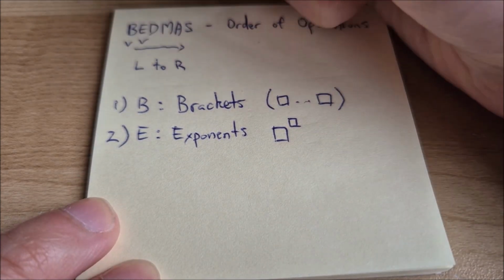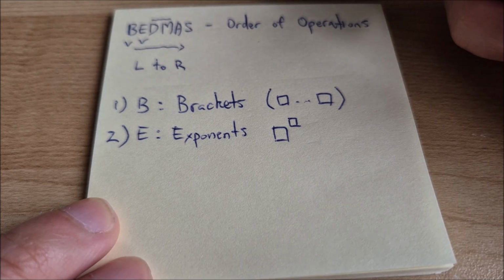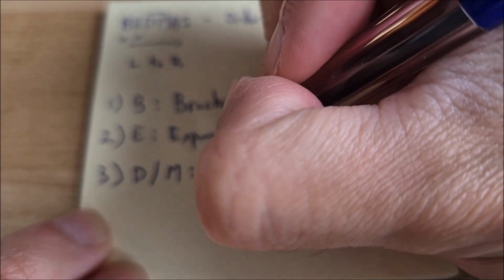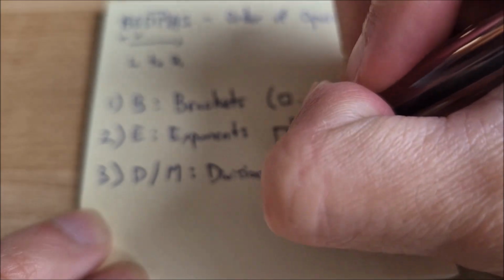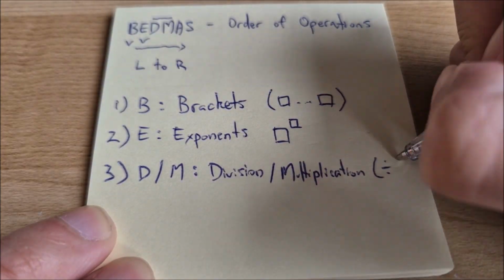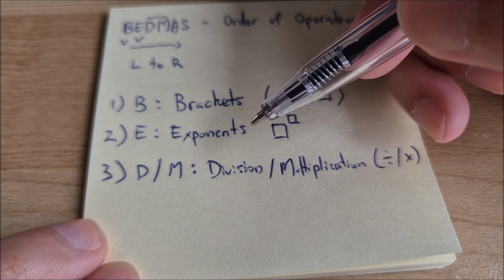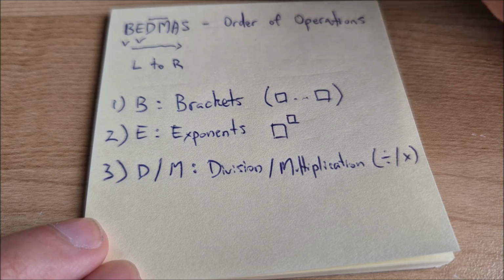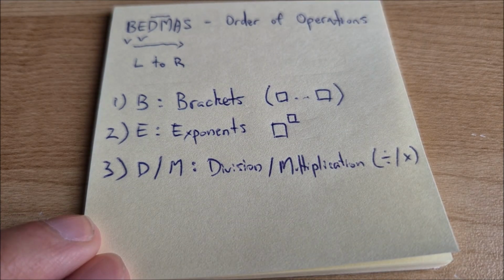And then next we have D and M, which stands for division or multiplication. And what this means is we can either divide or multiply at the same time. The order doesn't really matter for this.